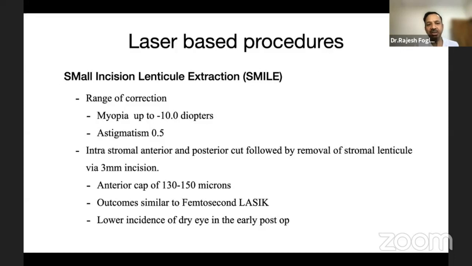Small incision lenticule extraction can also correct myopia up to 10 diopters. Here the advantage is because the flap is not cut, your corneal nerves are preserved, so you have a lower incidence of dry eye, and the outcomes are quite similar to femtosecond LASIK.